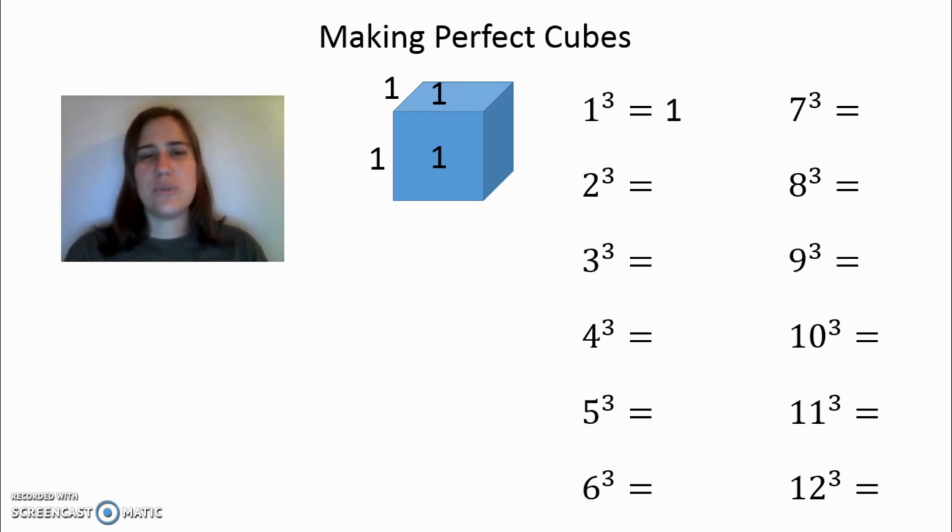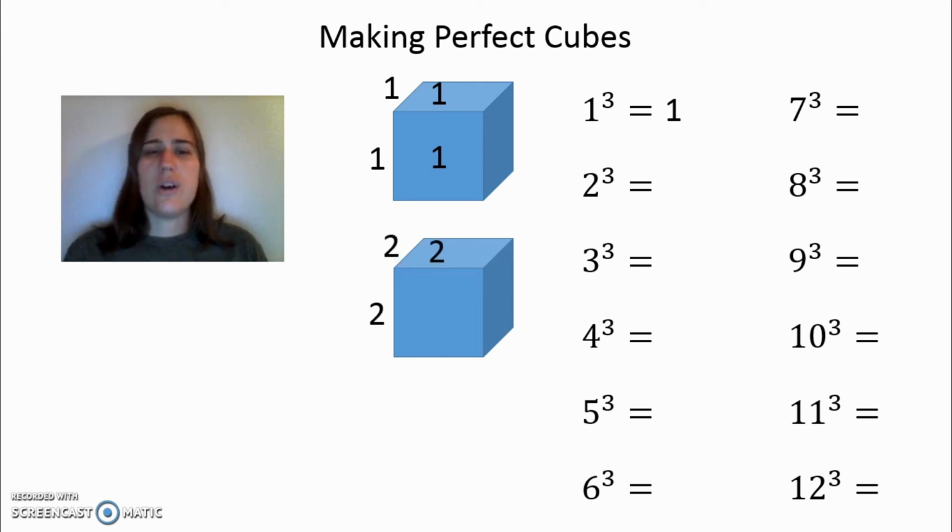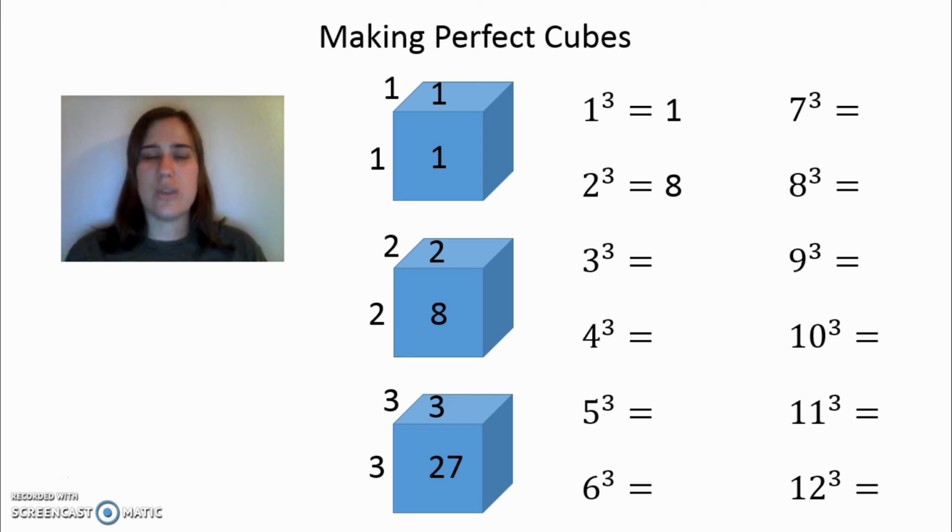Let's do the same with 2. So all the sides are 2. So 2 times 2 times 2 is 8. So 2 cubed, or 2 to the 3rd power, is 8. If we do the same with 3, we get 27, because 3 times 3 times 3 is 27.